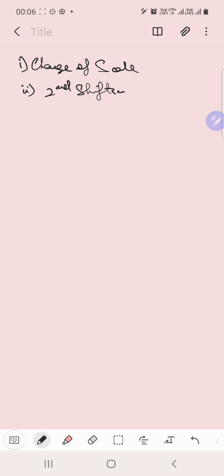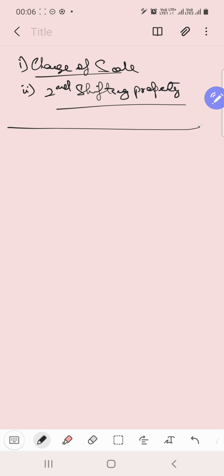Okay, so in this particular lecture, we're going to talk about two things of Laplace transform. The first will be change of scale, and the second will be second shifting property. The first shifting property we have already studied under properties of Laplace transform. So these two things we are going to study today. Okay, so we are starting with change of scale.